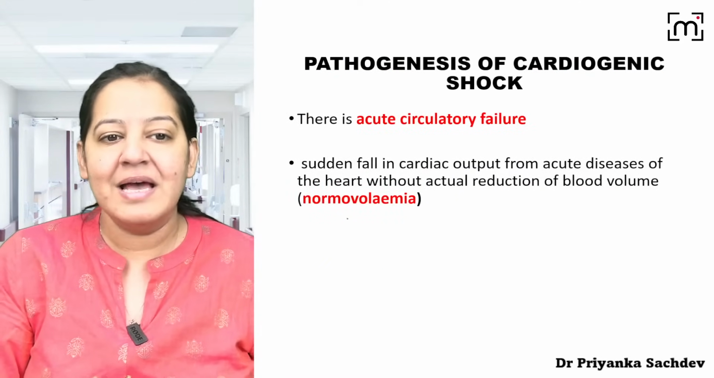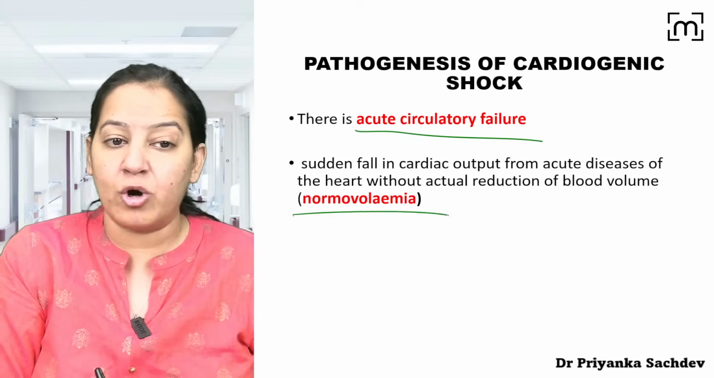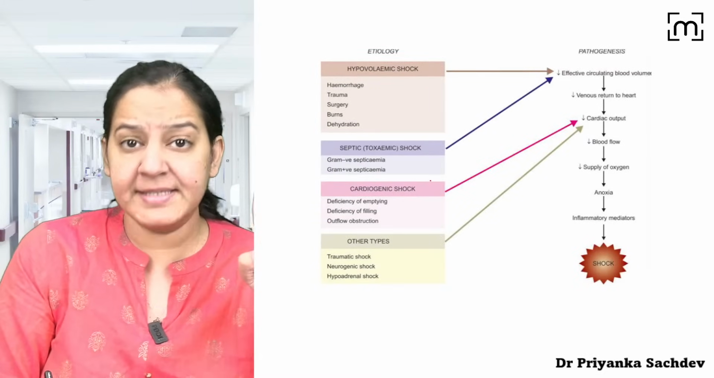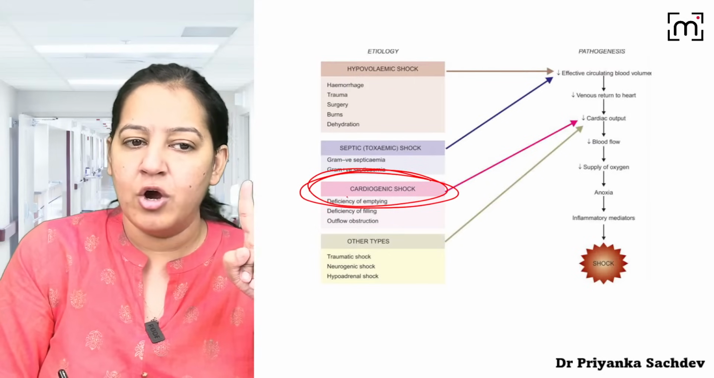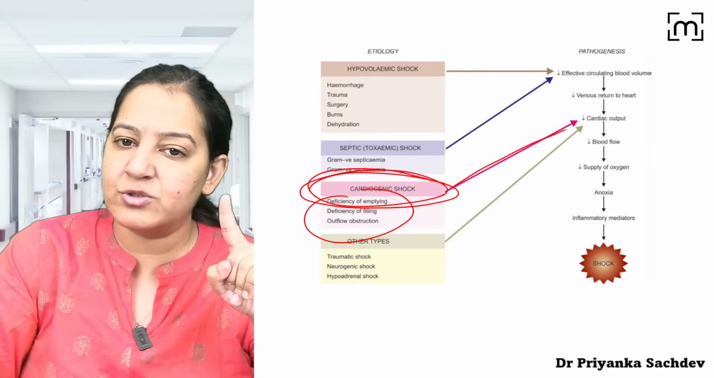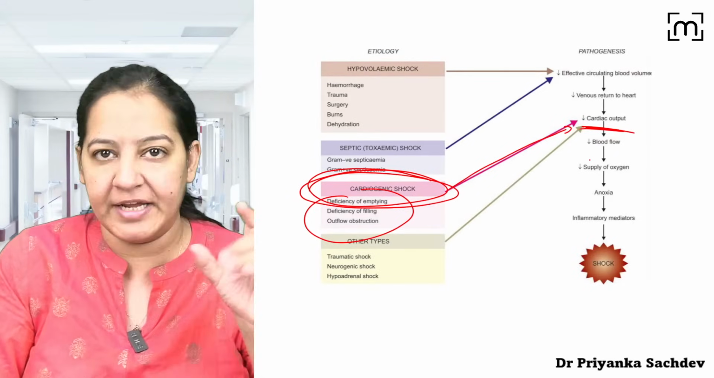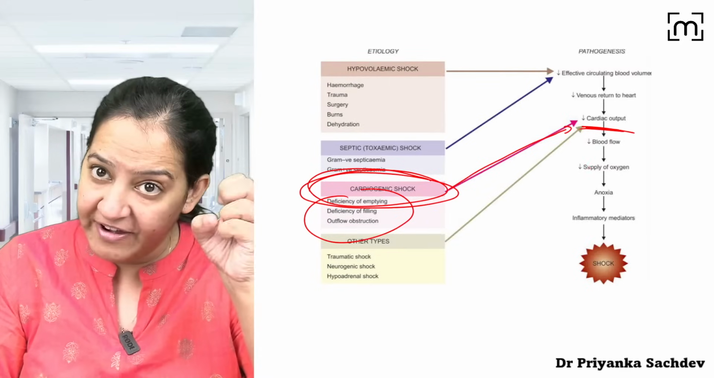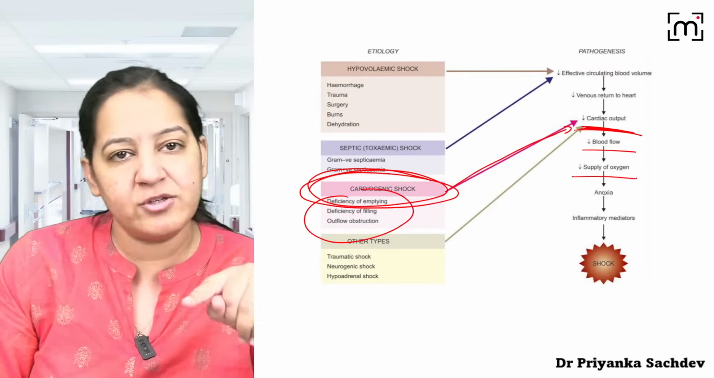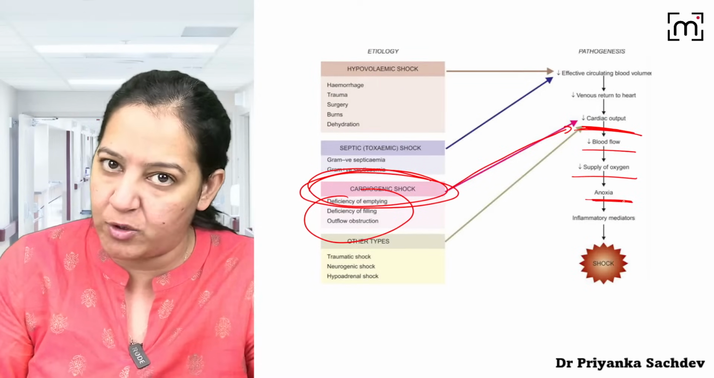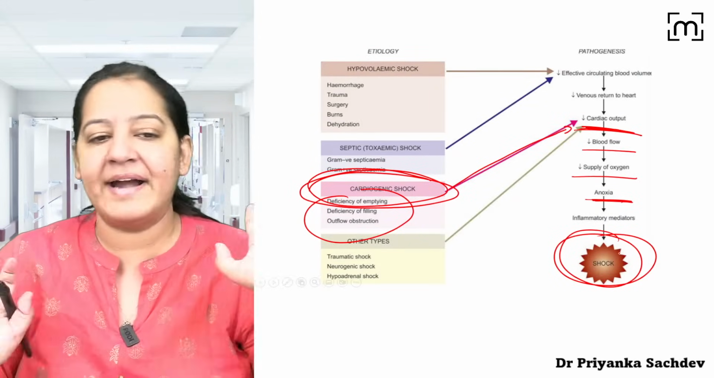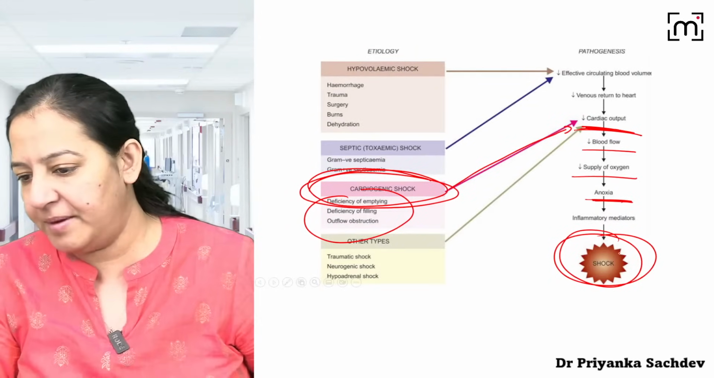Right, now what is the pathogenesis? It is acute circulatory failure, or also known as normovolumic shock, I have told you. So here you have to start the flowchart from here. In cardiogenic shock, there are different reasons like MI, and you have to enumerate the reasons. All these reasons lead to decreased cardiac output, that is, the left ventricular pumping is less. Decreased cardiac output leads to decreased blood flow. Decreased blood flow leads to decreased oxygen supply to the organs. Decreased oxygen supply leads to anoxia, and anoxia leads to ischemia, infarction, necrosis, and that leads to shock. So this is how it leads to shock. Give me a thumbs up.